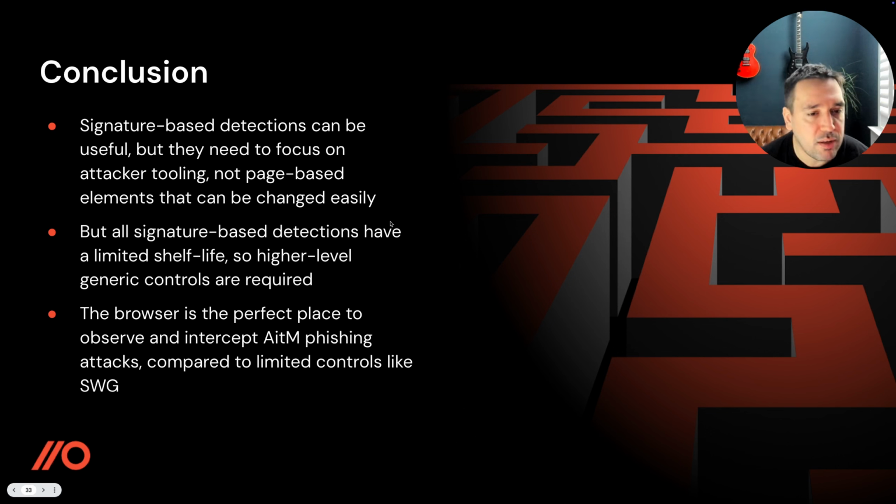The browser is effectively the one place you can observe and intercept attacker-in-the-middle phishing attacks, because you observe exactly how they interact with the user when they are behaving as they should, rather than the evasion techniques they might use in a sandbox kind of approach. So that's the kind of conclusion.